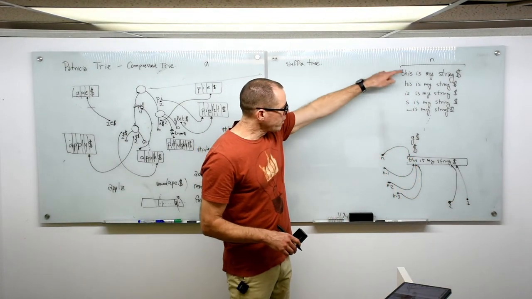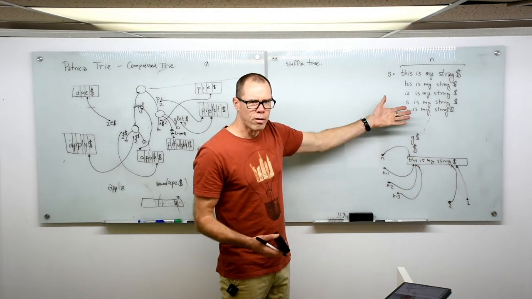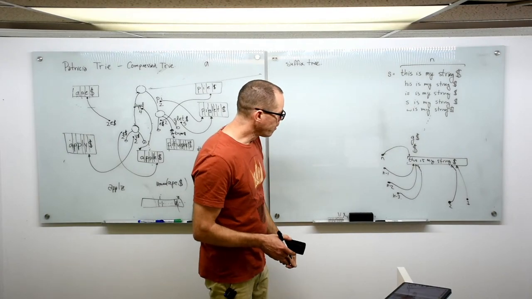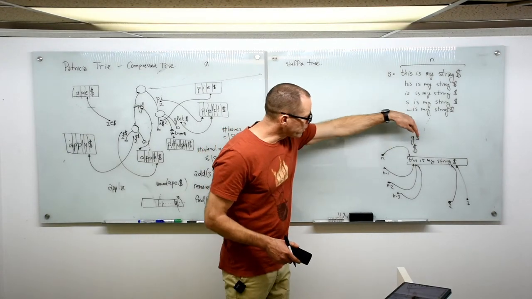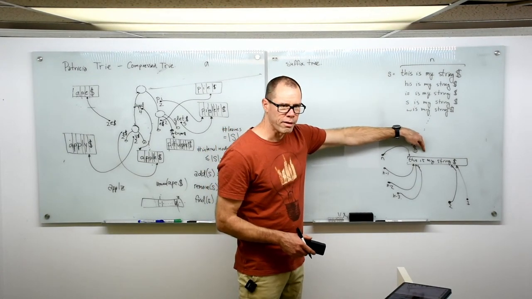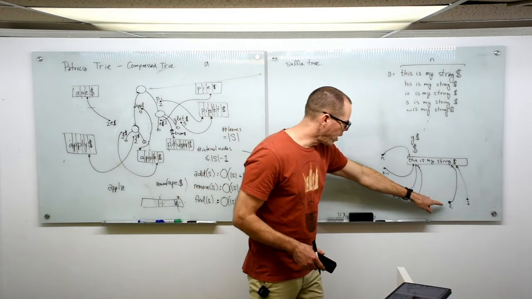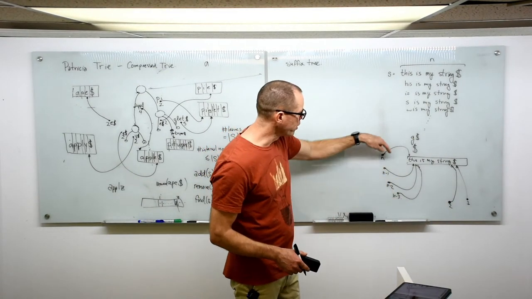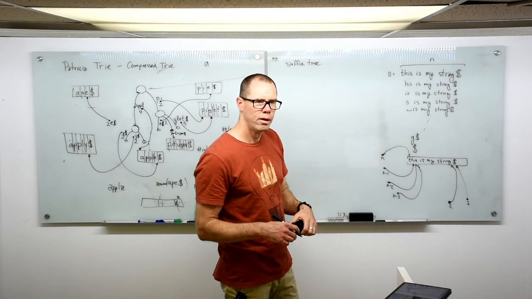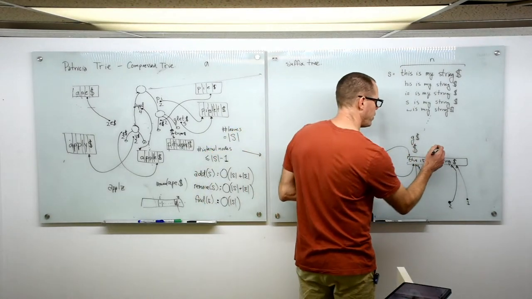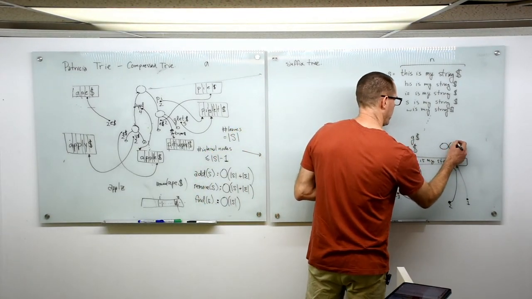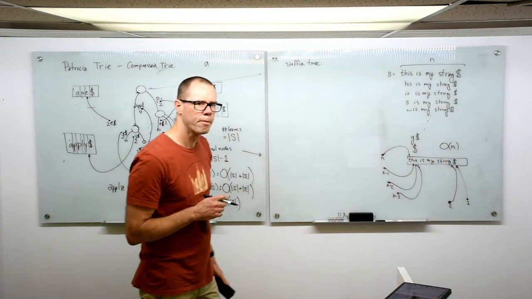So even though all the suffixes, if you add up all their lengths, are long, about n squared over 2, you can represent them all using just this array, which has length n, and these n pairs, where each pair is a pointer and a length. So you can store all these strings in O of n space.